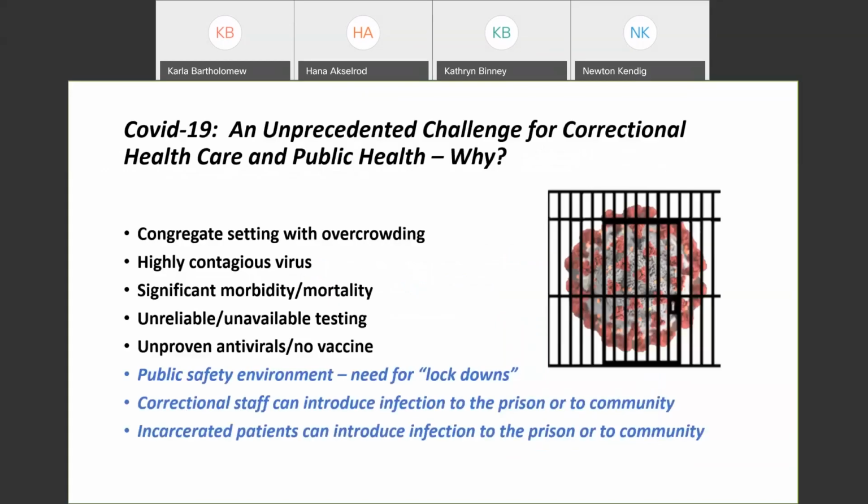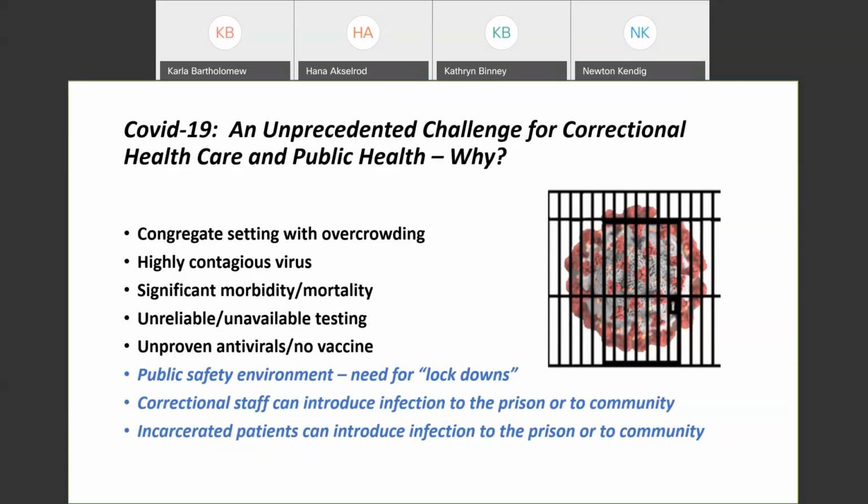So what about COVID-19? This is unprecedented for many of the reasons that you're all aware of: the congregate setting with overcrowding, the highly contagious nature of this virus, its significant morbidity and mortality. We don't have available, reliable testing. You just heard about that. And we don't have antivirals or a vaccine.